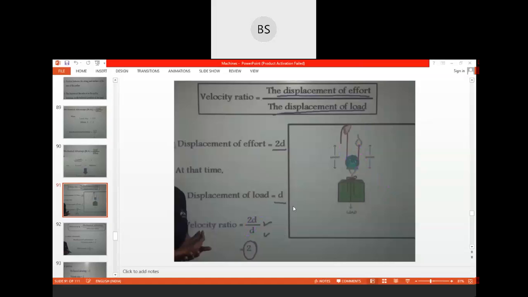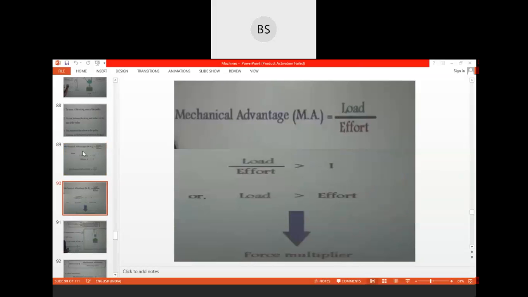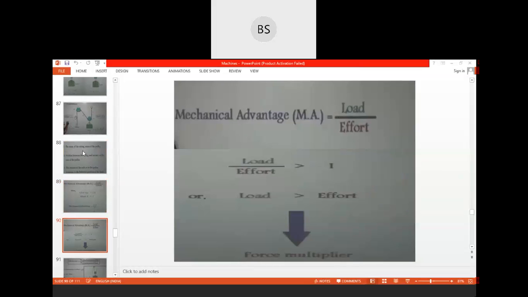Okay. Now can you tell me what is the formula for efficiency? What is the formula for efficiency?